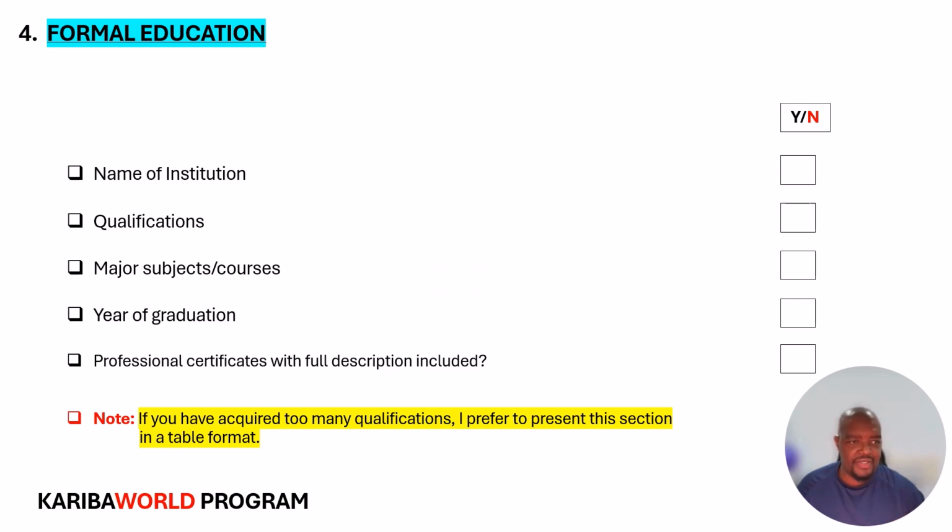Now, under formal education, we have the name of the institution. It needs to be reflected. Qualifications, major subjects, year of graduation. If he has any additional professional certificates, with full description, they need to be included. And here, as a keynote, if one has acquired at least 3 qualifications, I prefer to present this section in a table format. It will come out neat.